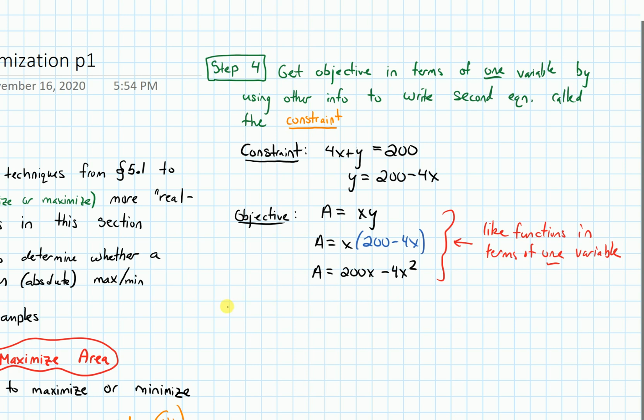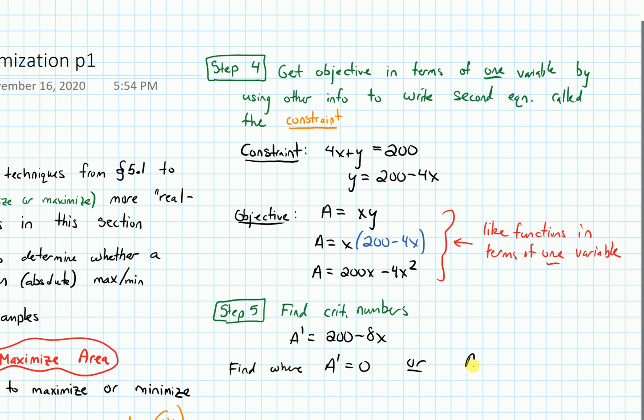All right, so we are ready for our next step, step 5. Now that our function is in terms of one variable, it's just a normal max-min problem. And we saw how to do those in the last section. We would begin by finding the critical numbers. So let's find the critical numbers. So we'll need to take the derivative. So the derivative is going to be 200 minus 8x. And then we find where the derivative equals 0 or the derivative is undefined.